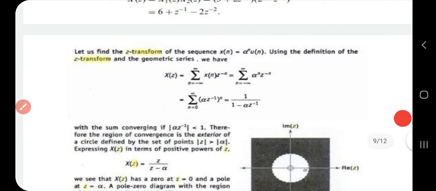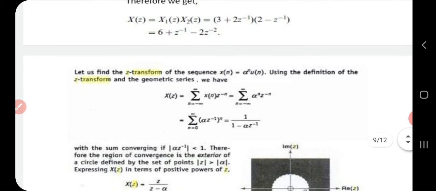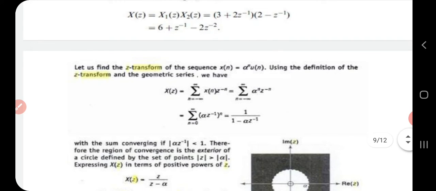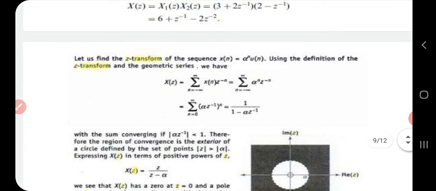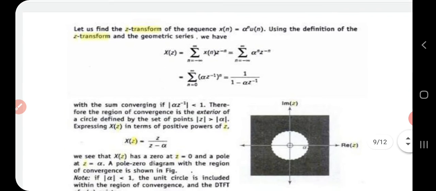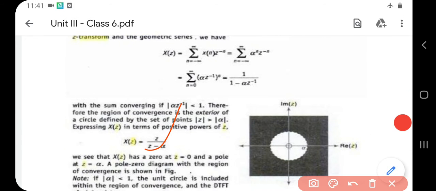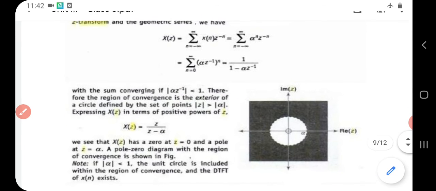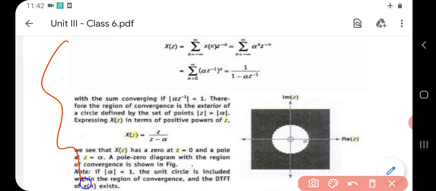Now this is a more detailed explanation of how you get it. As already said, you are given a sequence like x of n equal to a raised to n u of n, and as per the table we already told, the Z transform is nothing but z by z minus a, and the region of convergence is modulus of z greater than modulus of a. This is a detailed explanation of how you got that answer, so if you want, you can refer to this.